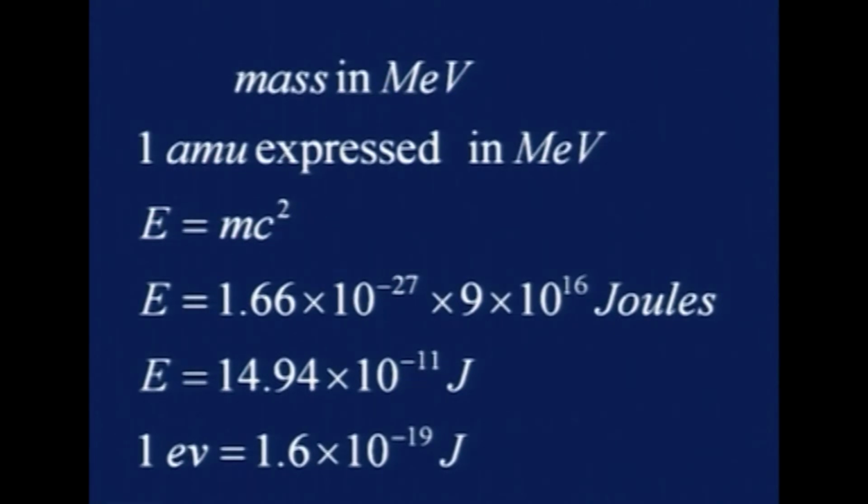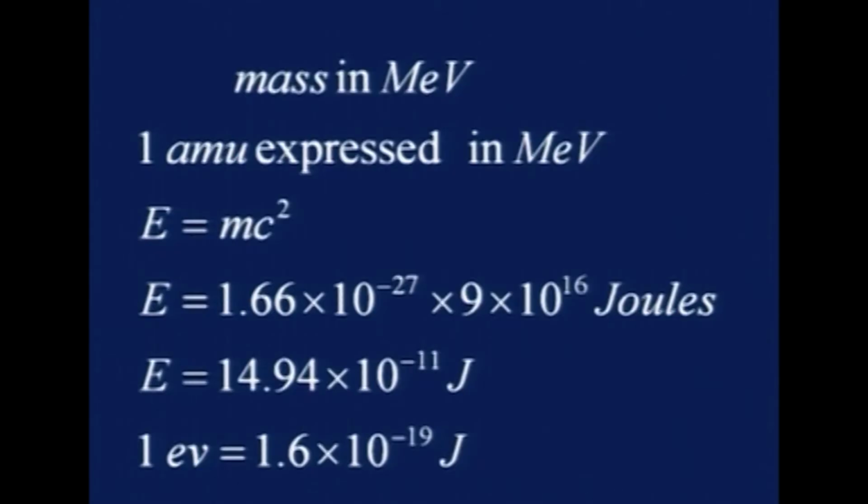1.66 into 10 power minus 27 kilogram. This is m, the mass, and we multiply by c squared. What is that? The velocity of light is 3 into 10 power 8. When you square that, we get 9 into 10 power 16. It is all in MKS units, therefore we will be getting the result in joules.